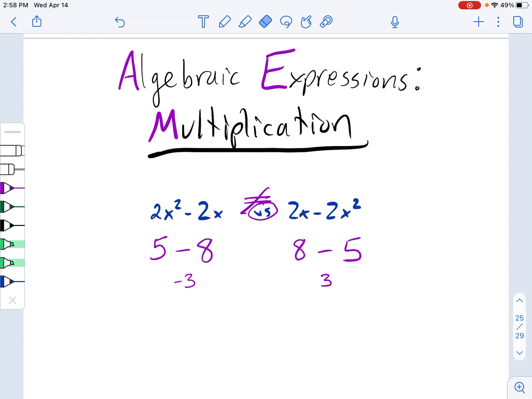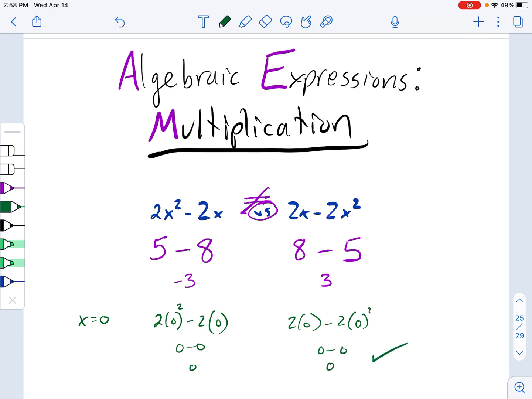But then, here's what gets strange. Let's practice. Let's say x is equal to 0. So we have 2 times 0 minus 2 times 0. By the way, this 0 is squared. And that's going to be 0 minus 0, so we get 0. And then here we have 2 times 0 minus 2 times 0 squared, and we get 0 minus 0, we get 0. So wait, hold on. I thought they were supposed to be different, because we knew the commutative property, and here's an example. But this one's the same?